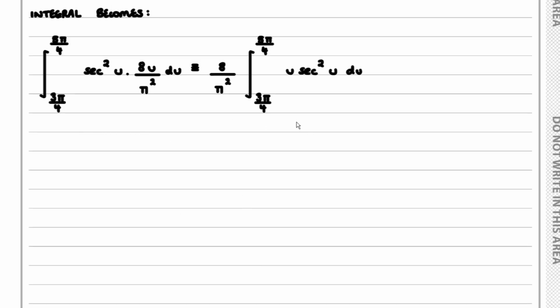We can evaluate this using integration by parts. Now let's just focus on integrating u sec squared u du. If I say that f is equal to u, that means f dash will equal 1. And if g dash is equal to sec squared u, integrating sec squared, we end up with tan, so g will equal tan u.